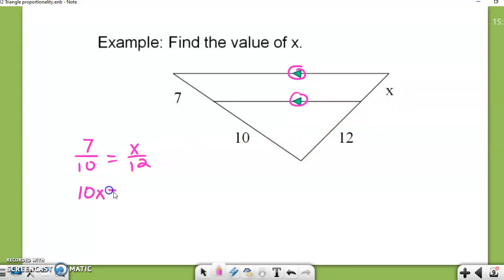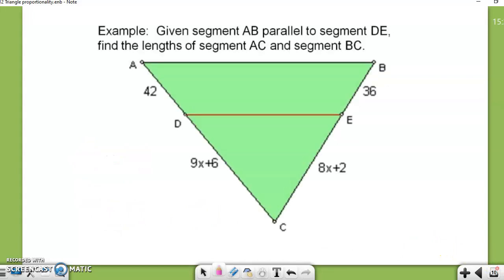Now I'm going to cross multiply, divide by 12. There you go. Okay, now this one we're going to ramp it up just a little bit. We've got a little more algebra involved.